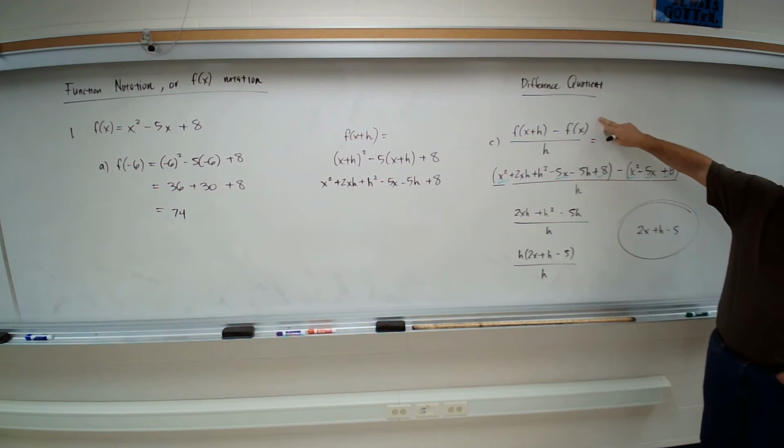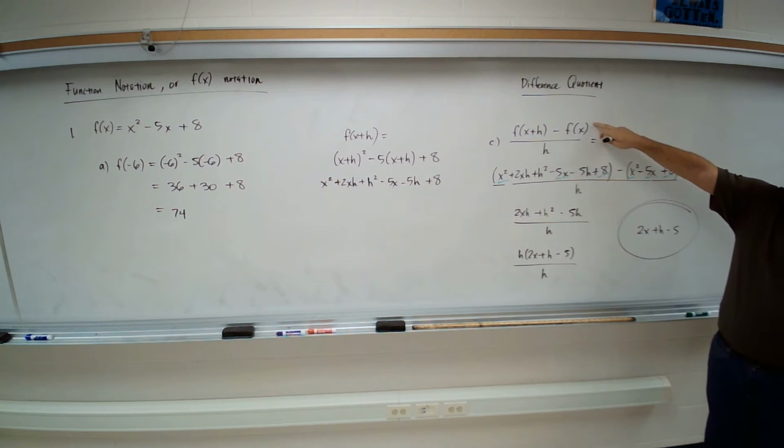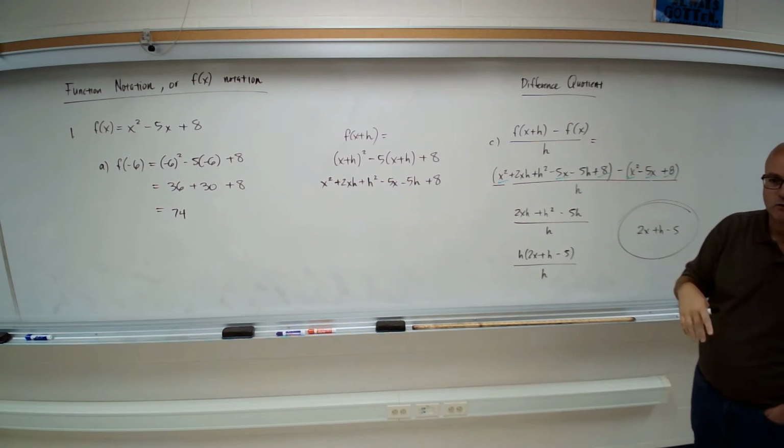So that would be our difference quotient. When we learn about derivatives, we use this difference quotient. We do something called a limit to it. It just changes it, so it'll look different.